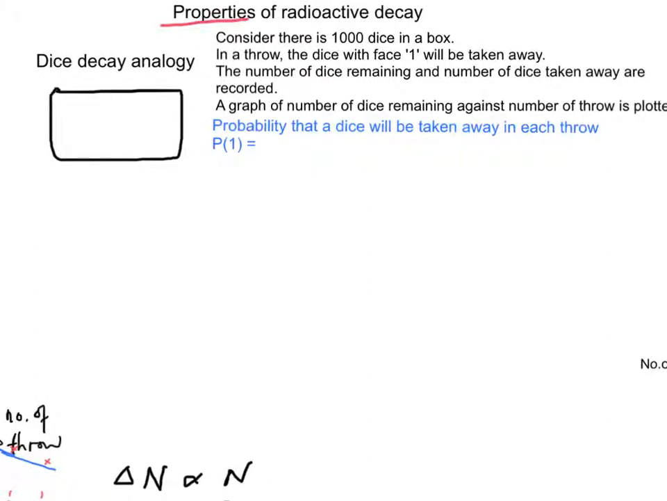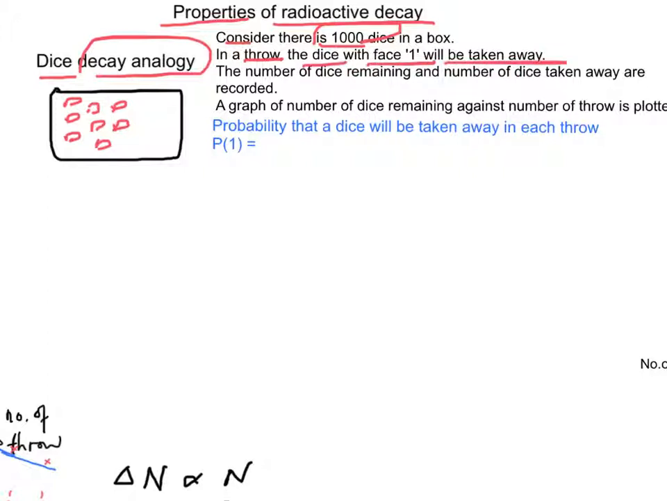Properties of radioactive decay. Let's first look at the dice decay analogy. Consider there are 1,000 dice inside a box. Dice means 骰仔.